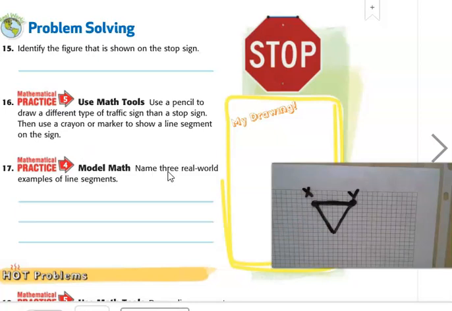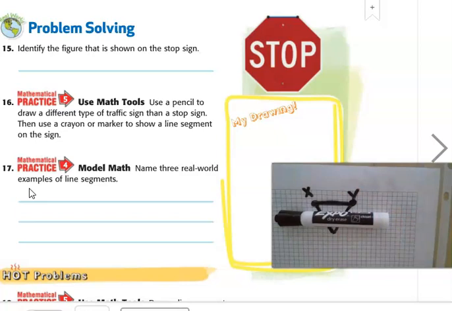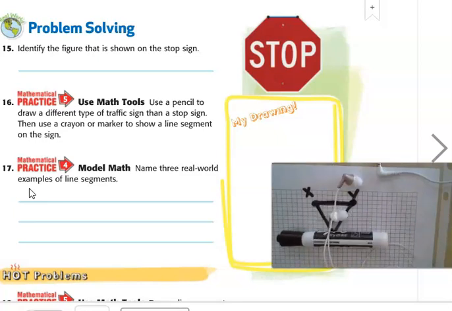Now, name 3 real-world examples of line segments. So something that you use in life that would be a line segment. There's an idea. You might have something like this that has an endpoint and an endpoint on the other side. So those are some ideas for you that you might want to write about for number 17.